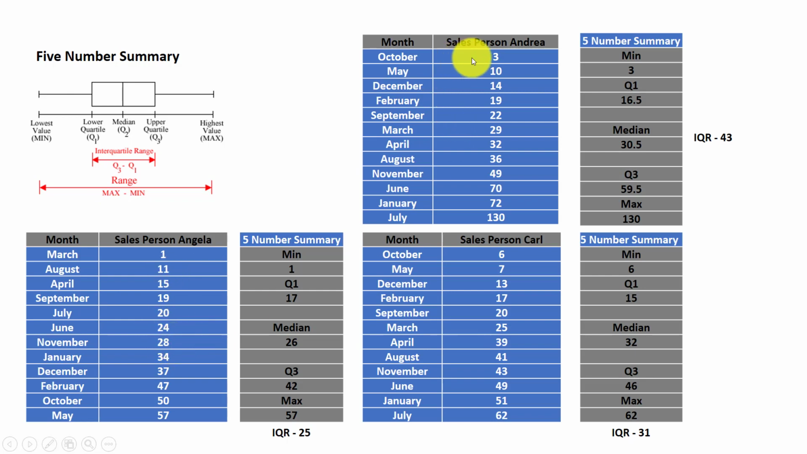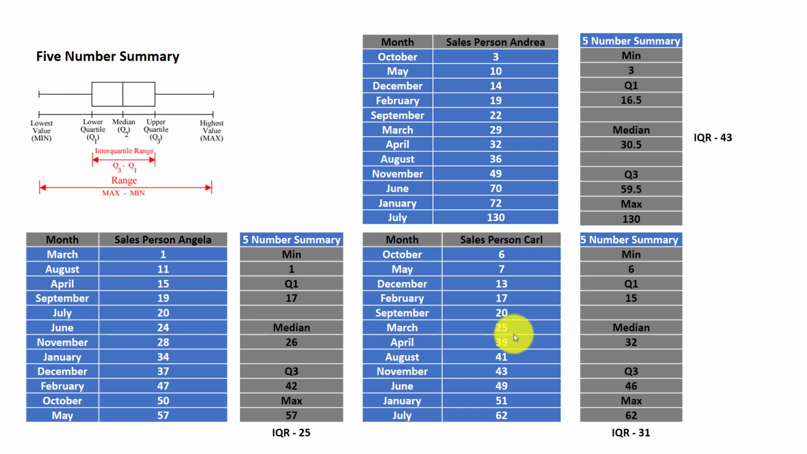And the same for Andrea: we sort it out, and we write the minimum, maximum and median. The maximum is the last value, because we are putting it in ascending order, and the last value will always be the maximum. Similarly for Carl, it is 6, 62 and 32 as the median, which is the average of the middle values.